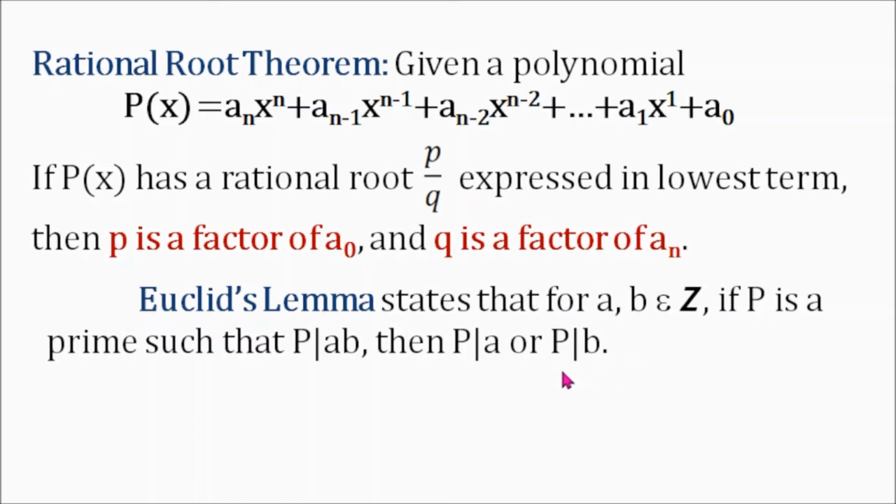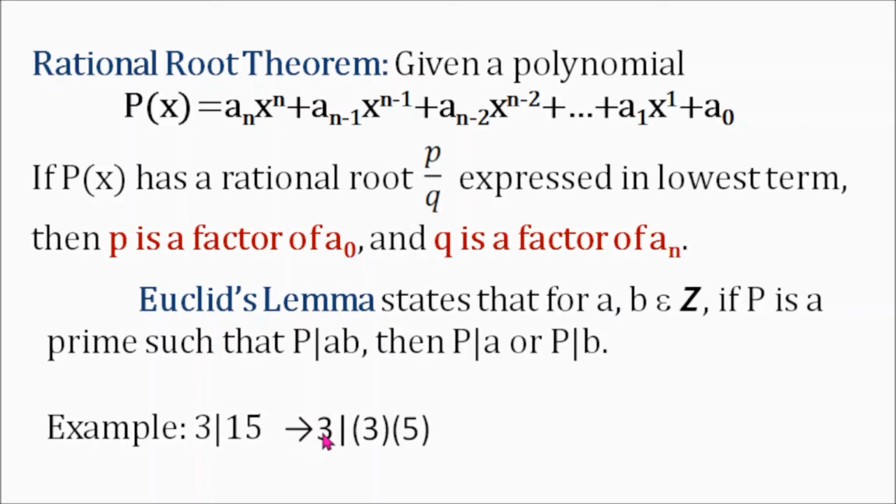To understand this lemma, we are going to have illustration. It is true that 3 divides 15. So this means it's also true that 3 divides 3 times 5. Okay? By Euclid's lemma, we can say that either 3 divides 3, which is true, or 3 divides 5, which is actually false.